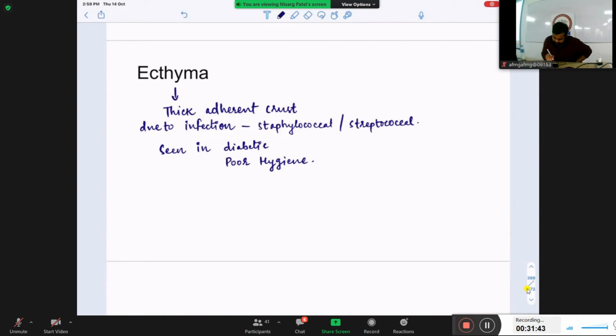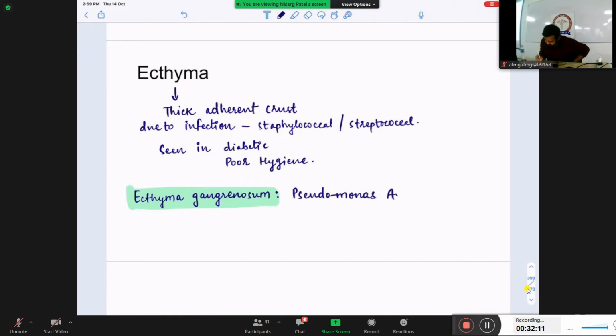Now do not get confused if in your exam they ask ecthyma gangrenosum. So does anyone know the causative agent of ecthyma gangrenosum? It is Pseudomonas aeruginosa.